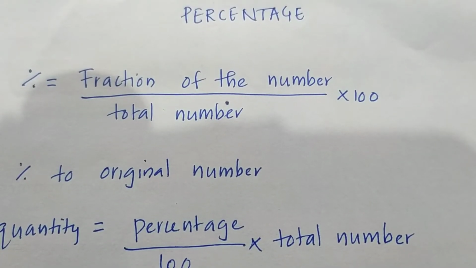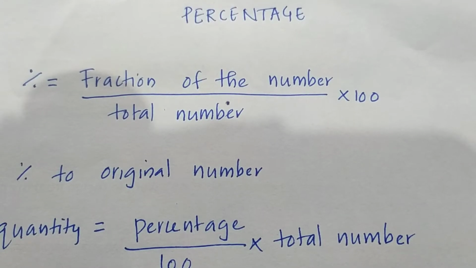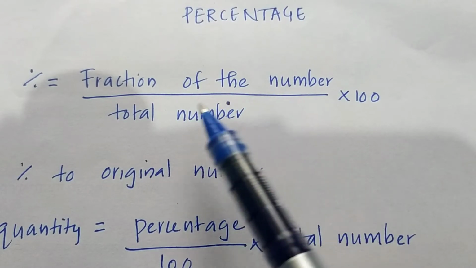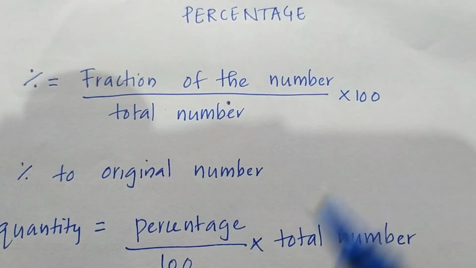In this video, I'm going to discuss the basics of percentage. So, what is percentage? Cent means 100, so percent means per 100. If a quantity is given, how can we convert it into percentage? The formula is fraction of the number divided by total number into 100.